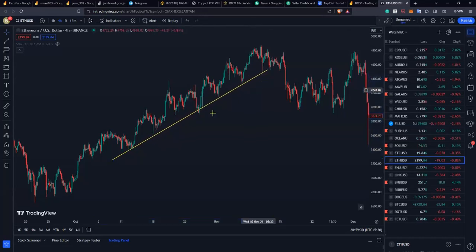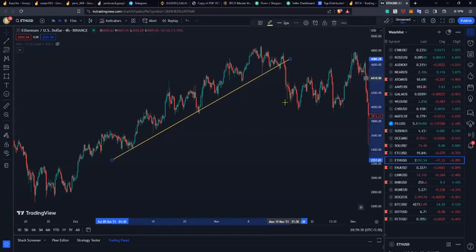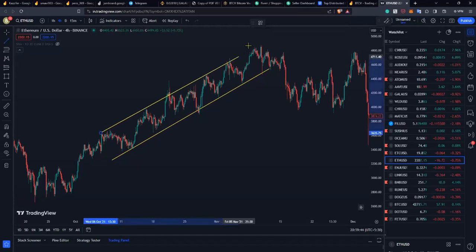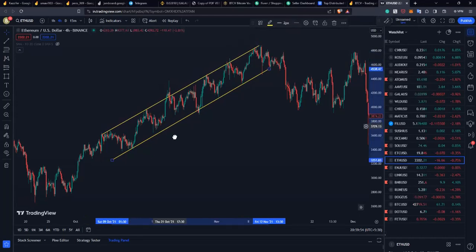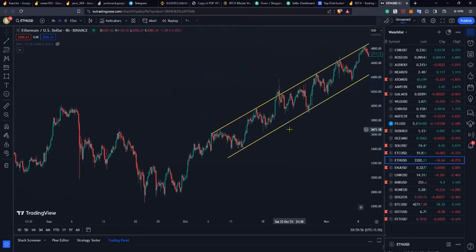So let's draw this one. That's a trend line: 1, 2, 3. 3 is the minimum. This time it has 4, and then 5, and then the trend line is broken in the future when the market went down. So this is a trend line, and this can also be a trend line. See this one: 1, 2, 3, 4, 5, 6. That's 6. So this one is a resistance trend line, and this one is a support trend line.